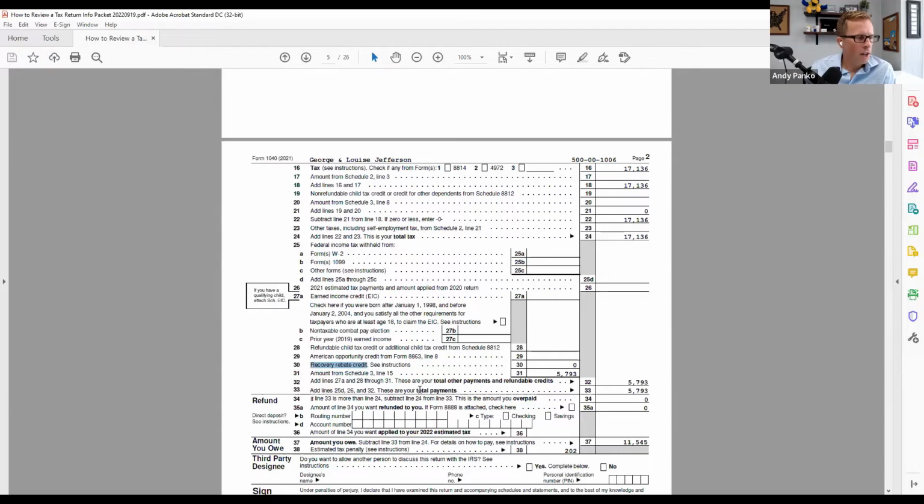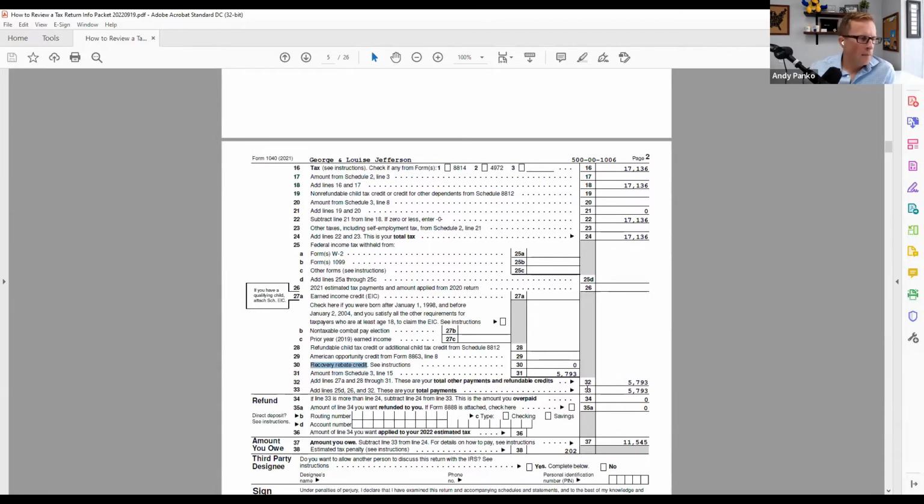Finally, line 33, total payments. This is the sum of all the withholdings that they made, if any, such as from paychecks, from IRA distributions, from pensions, from annuities, from Social Security, any estimated taxes that they paid during the year, and any refunds from the prior year that they rolled over and applied to the current year will show up there. And also the possible refundable tax credits I just mentioned a few rows above would also show up here.